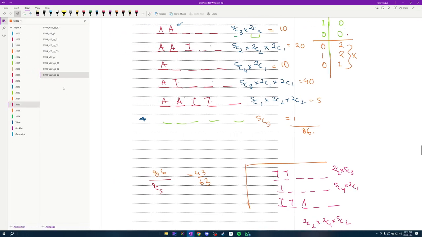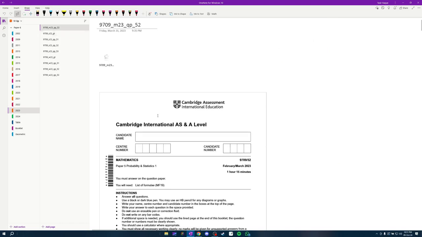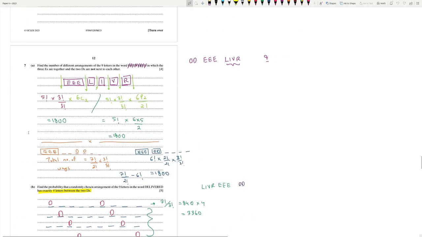Let's move on to 2023, March 2023. So we are dealing with the word delivered.